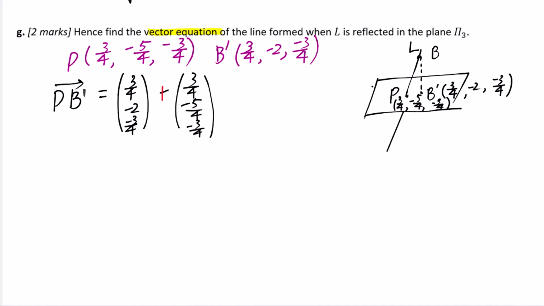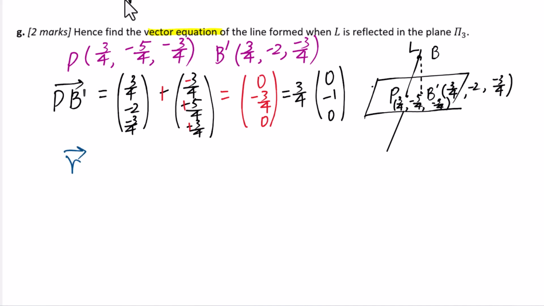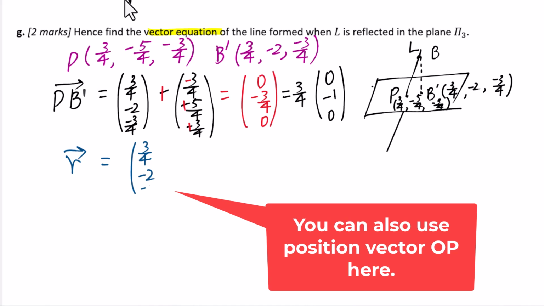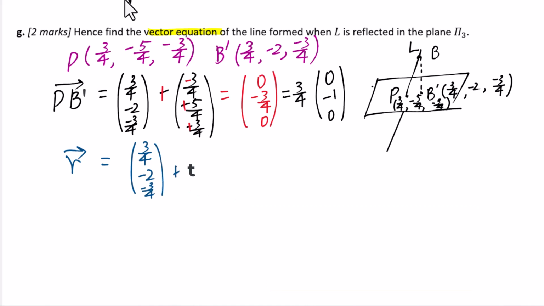Change the sign, then adding, equals (0, -3 over 4, 0). We can take this 3 over 4 out because this is a direction vector: (0, -1, 0). So the vector equation equals (3 over 4, -2, -3 over 4) plus t (0, -1, 0).